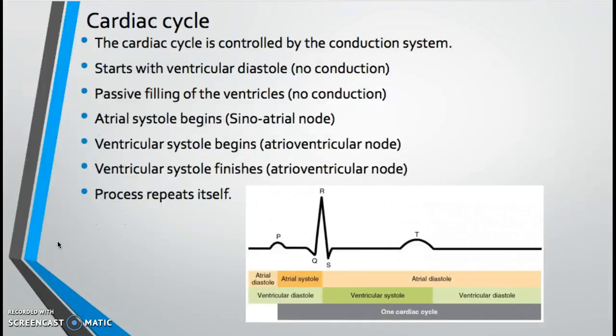The cardiac cycle is controlled by the conduction system. It starts with ventricular diastole, so there's no conduction. Passive filling of the ventricles, also no conduction. And atrial systole then begins, which is an impulse from the sinoatrial node. Ventricular systole then begins after getting an impulse from the atrioventricular node, and ventricular systole then finishes after there is no impulse from the atrioventricular node. The process then keeps repeating itself.